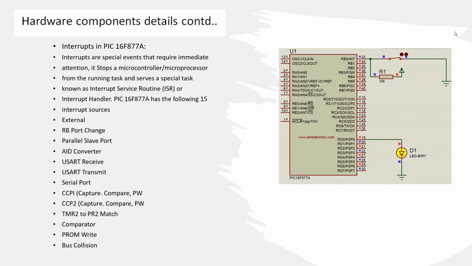Here the details are continued, like interrupt, a special event that requires immediate attention. It stops the microcontroller or microprocessor from the running task and serves a special task known as an interrupt service routine. Interrupt sources: external, RB port change, parallel slave port, ADC, USART receive, USART transmit, serial ports, capture compare PWM like CCP1 and CCP2, TMR2 and PR2 match, comparator, PSP, bus collision.